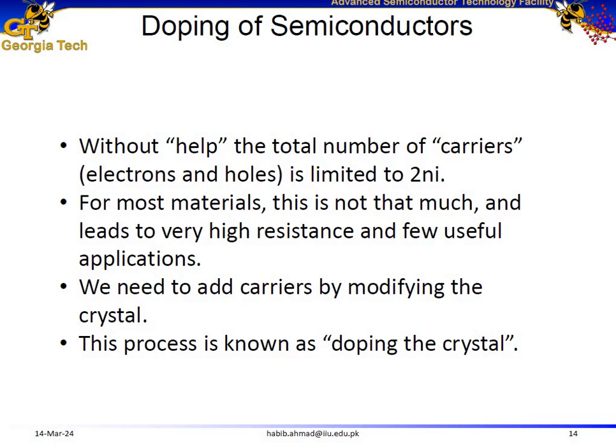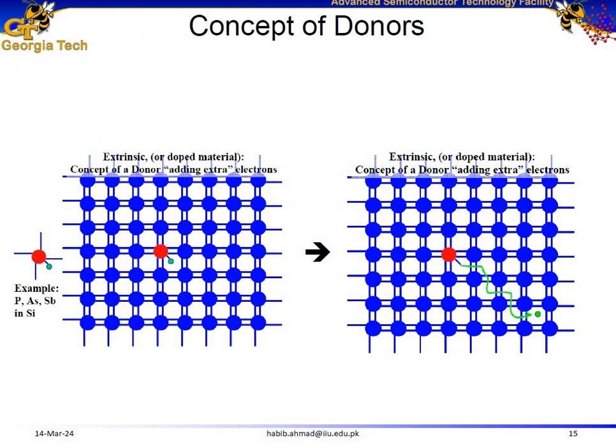The answer is no. We need doping levels of the order of 10 to the power of 15, 10 to the power of 16, 10 to the power of 17, 10 to the power of 18, 19 per centimeter cube in order to make devices like solar cells, LEDs, photodetectors, lasers, transistors, etc. So we have donors and we have acceptors.